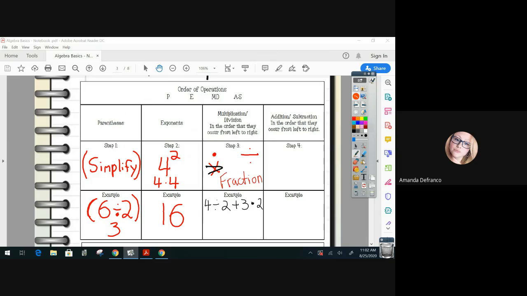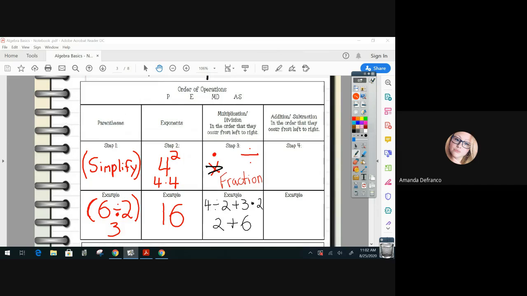Left to right means we're going to do that division first. So what's 4 divided by 2? 4 divided by 2 is 2. Now we're just going to bring down that plus symbol. And what is 3 times 2? 6. I didn't ask you to do anything else, just the multiplication and division.